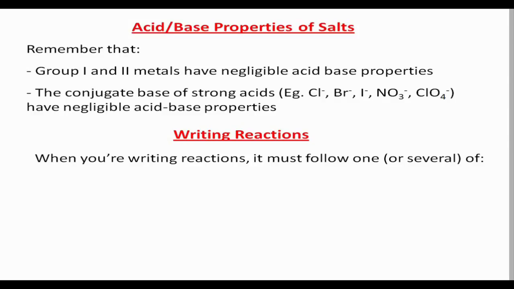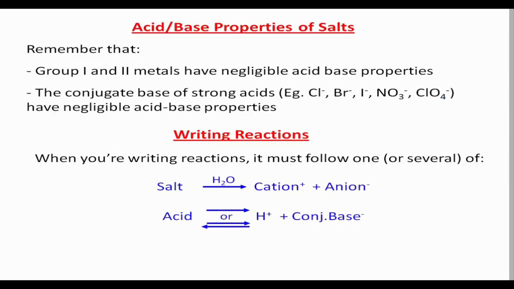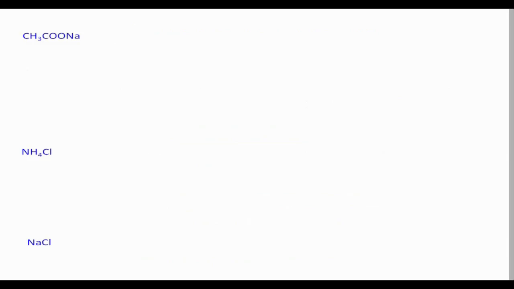Every time you write a reaction, you're either going to be showing a salt breaking up to form cations and anions. You'll show an acid reacting to form hydrogen ions and its conjugate base. Choose your arrows depending on whether it's strong or weak. And for a base, we show it taking a proton from water. Choose your arrows, and it will be producing hydroxide ions and its conjugate acid. You will always be using one or more of those 3 equations to describe the acid-base properties of your solution.